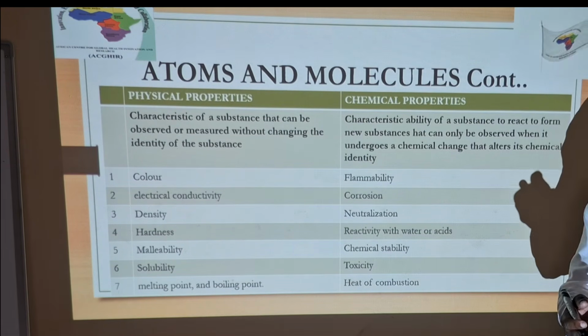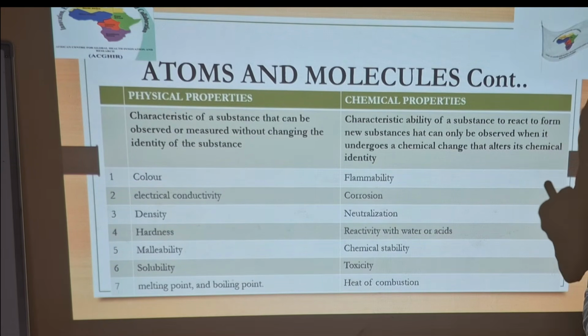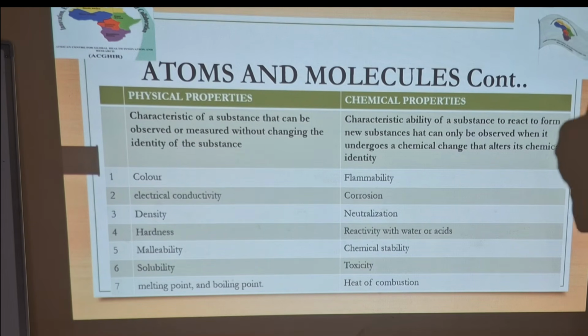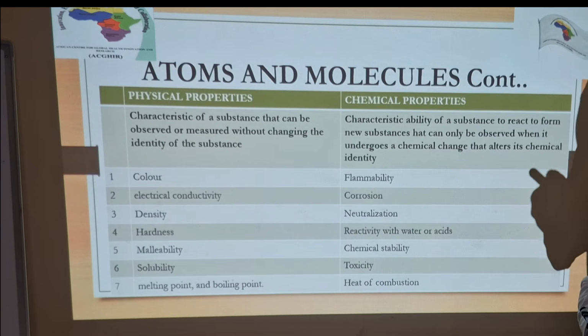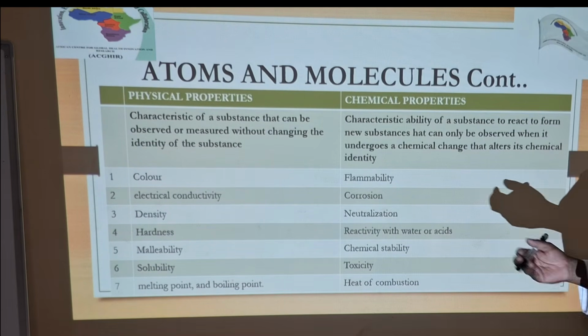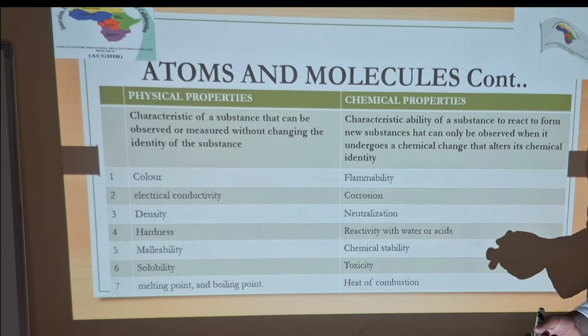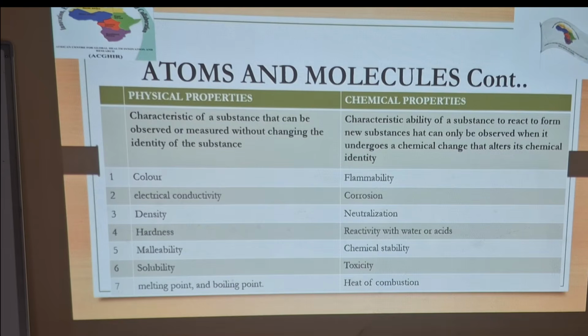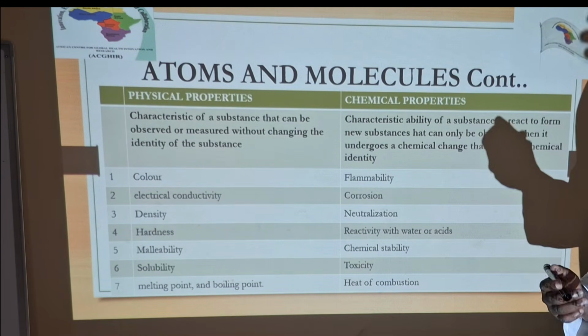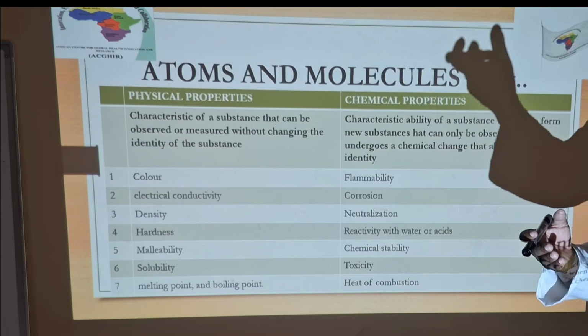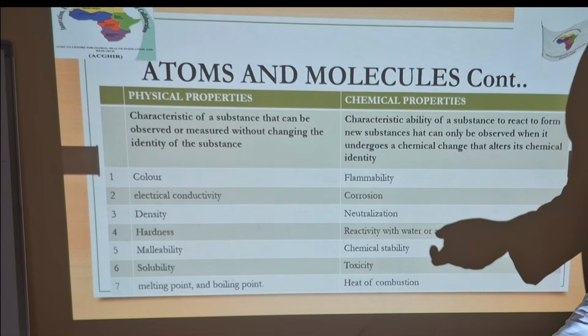Examples of physical properties include color, electrical conductivity, density, hardness, malleability, ductility, solubility, melting and boiling points. We also have examples of chemical properties, namely flammability, corrosion, neutralization, reactivity with water or acids, as well as chemical stability, toxicity, and heat of combustion. So this is elementary stuff which I expect you students to read and understand.